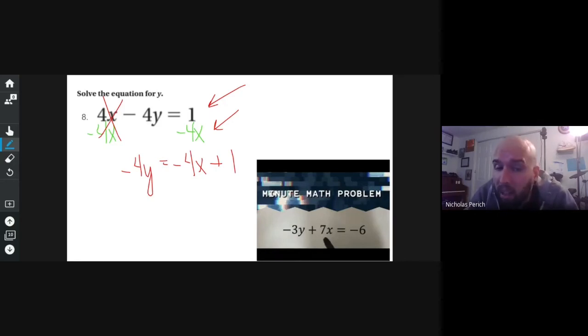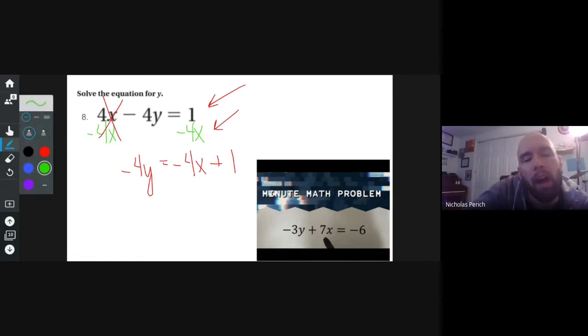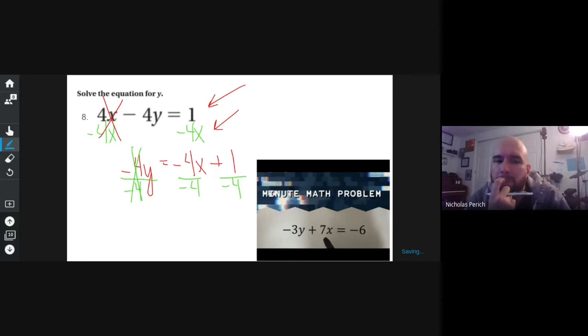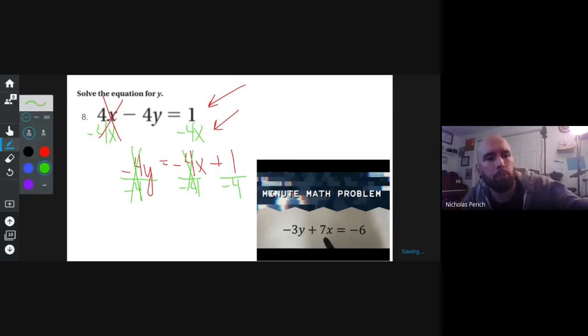Well, do I have y all by itself? No. What's in the way? Negative 4. How is negative 4 in the way? It's being multiplied. So what do? Divide negative 4 from both sides, which means I divide negative 4 from everything. Look what I just did. See how I had negative 4 over negative 4 and it just crossed out? Look what I have on the right side. Negative 4 over negative 4. Cross it out. Same rules apply.